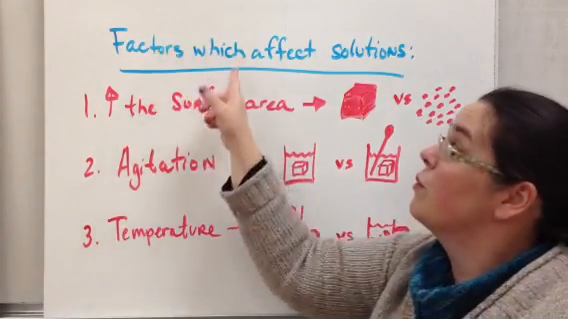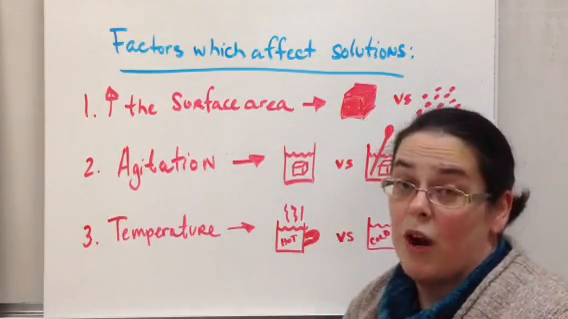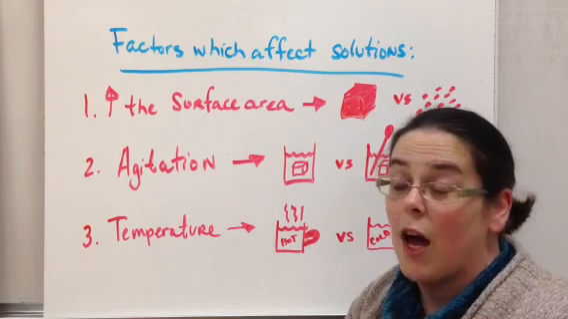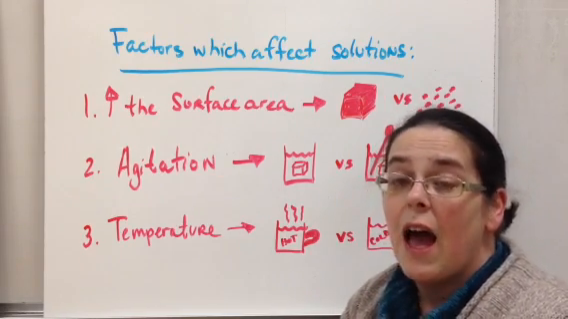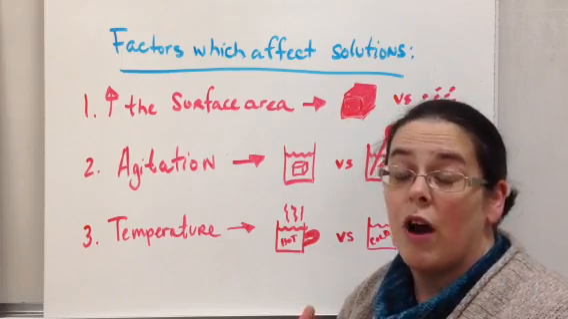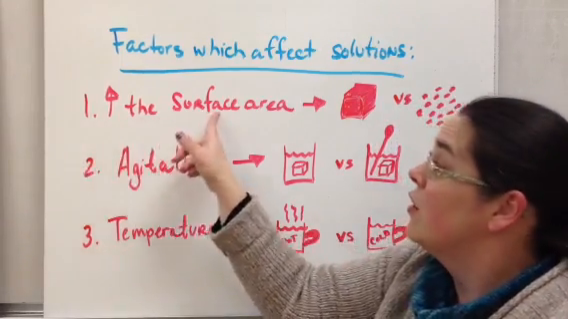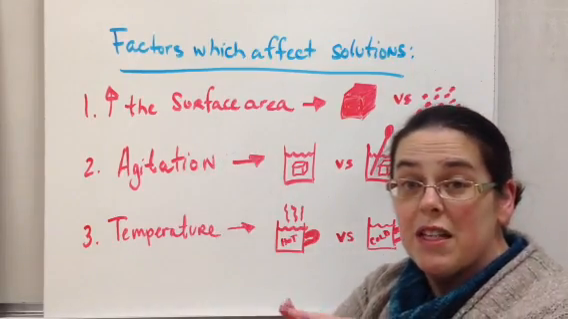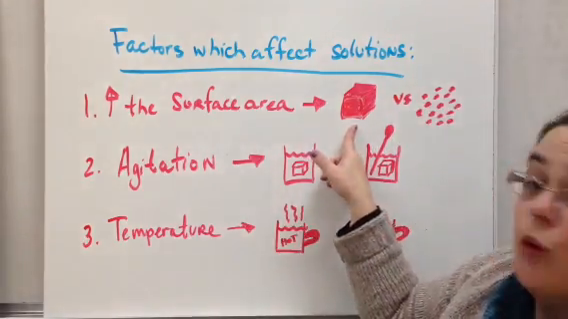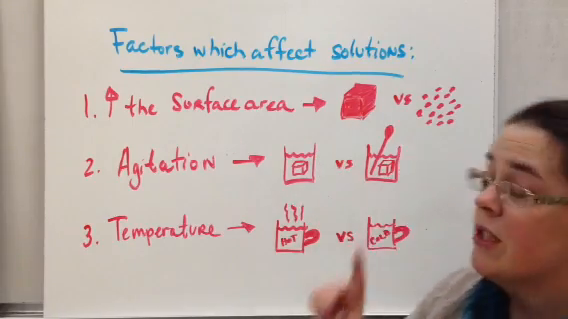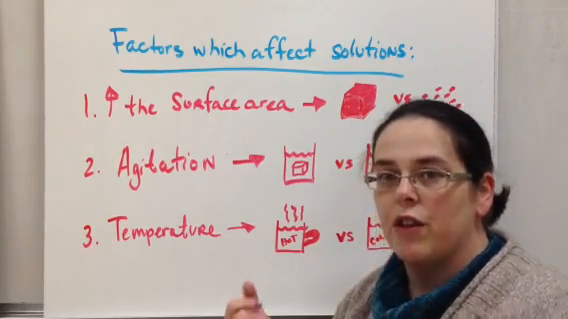Okay, factors which affect solutions. Not all things dissolve at the same rate, the same length of time that it takes for something to dissolve. So there are three main factors that affect how a solution or how a solute dissolves. The first one is increasing the surface area. So surface area is the amount of exposed sides. So you have a cube, a sugar cube, and sugar crystals. A sugar cube is going to take much longer to dissolve than the sugar crystals.